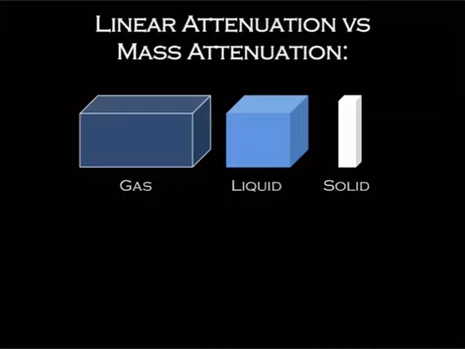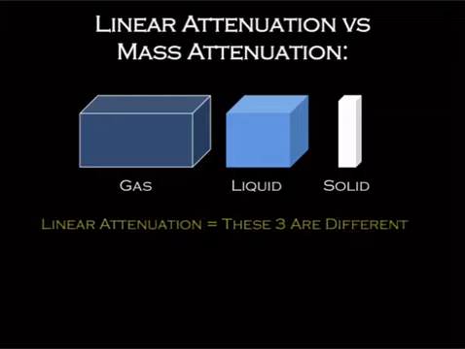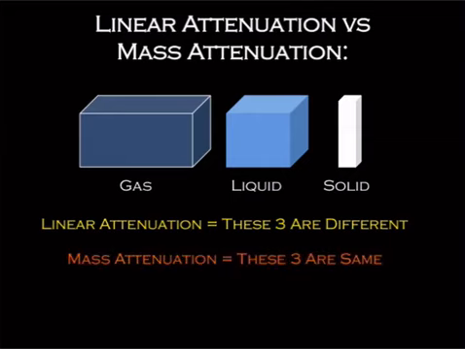So linear attenuation basically says that if you've got a gas and a liquid and a solid, you could have the same amount of something, but it's going to be spaced out more depending on the form that it's in. It's going to take longer to go through the gas and less through liquid and then solid, so they're different. Linear attenuation looks at these three things and says they're different. Mass attenuation looks at these three things and says they're all the same. So who cares otherwise, just don't get those confused.